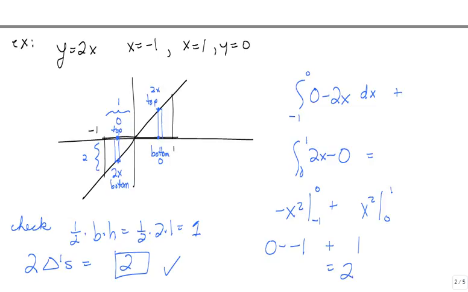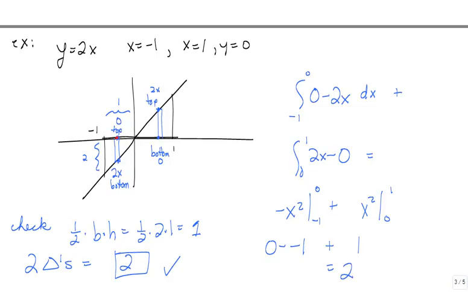Okay, well, to integrate negative x, we set that up as -x squared from -1 to 0. The top is, again, 0, and the bottom is 2x. So when you integrate that, you get -x squared from -1 to 0 plus x squared from 0 to 1. When you integrate that, you get 1 plus 1, which gives you 2.